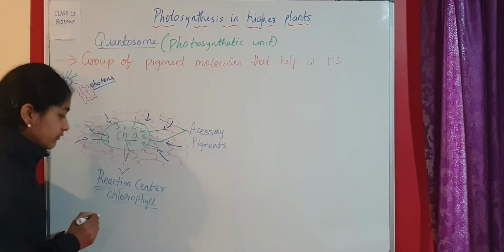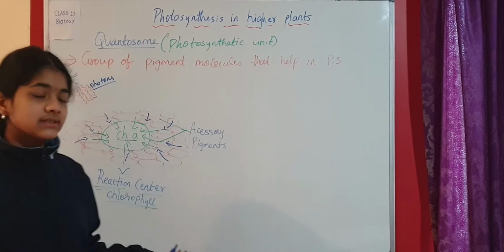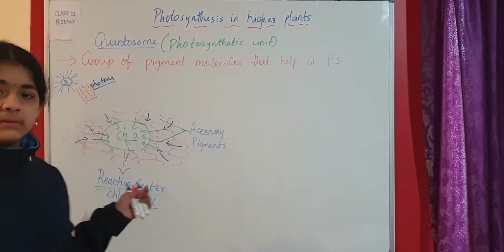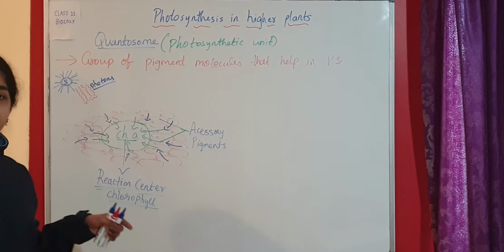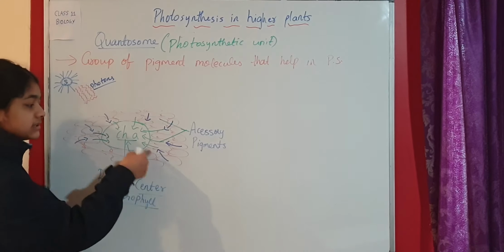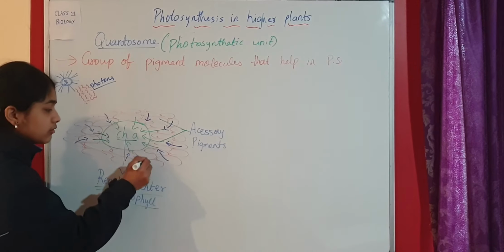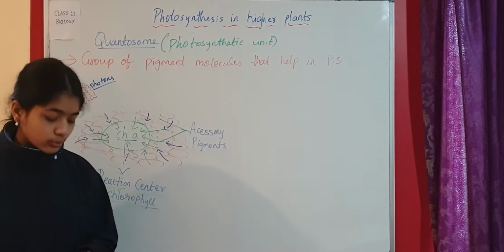So chlorophyll A is the main pigment which helps in photosynthesis, and other pigments like chlorophyll B, C, and other phycobilins, carotenoids, xanthophylls, these are the other pigments which help in photosynthesis. How do they help? They help in the passing of the energy from one molecule to another molecule, like this. So this is how this quantosome works.